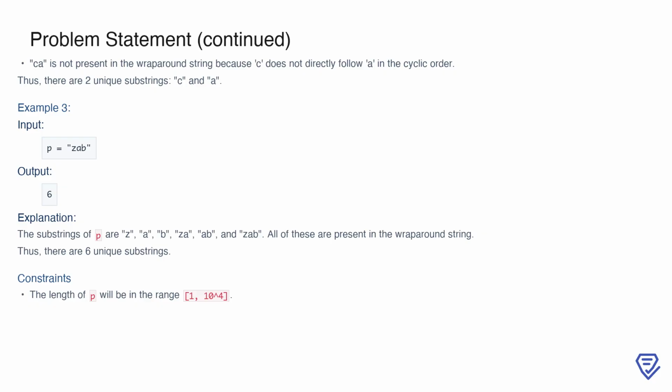To elaborate further, when we look at the third example, where the input P is "zab", we see that the substrings are Z, A, B, ZA, AB, and ZAB. All of these are present in the wraparound string because they respect the cyclic order. For instance, ZA is valid because after Z, the letter A appears in the wraparound string, and ZAB is valid because the sequence Z to A to B is cyclically continuous. Therefore, there are 6 unique substrings in this case, and the output is 6.